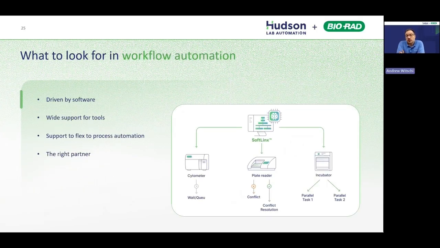What to look for in workflow automation? So workflow-based automation, as I mentioned before, is primarily driven by software. You want wide support for tools, right? There are a number of vendors out there that have wide support. You want the ability to flex a bit to process automation, right? So that means whether there are some inherent data handling capabilities or orchestration capabilities, or the ability to integrate with LIMS systems.